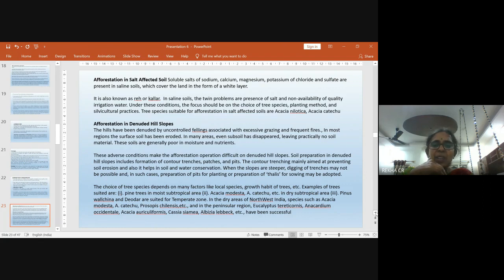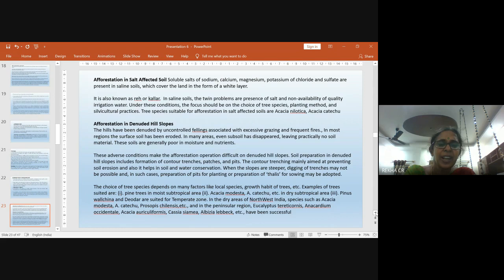The problems in saline soils are, first, the presence of salt, and second, non-availability of quality irrigation water. Under these circumstances, the focus is on the choice of tree species, planting method and silvicultural practices. Tree species suitable for afforestation in salt affected soils are Acacia nilotica and Acacia catechu. So these are the plants grown in salt affected soils. In all types of soils, we cannot grow all the plants. Each one has its own plant species to be grown.